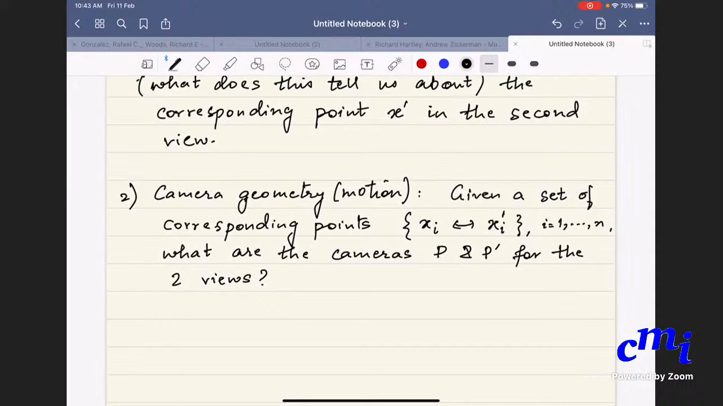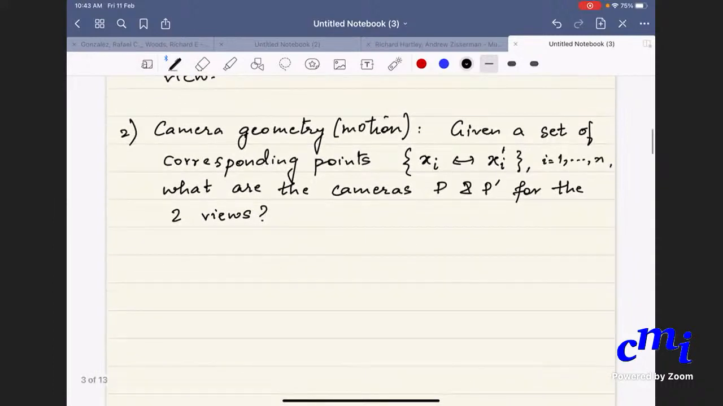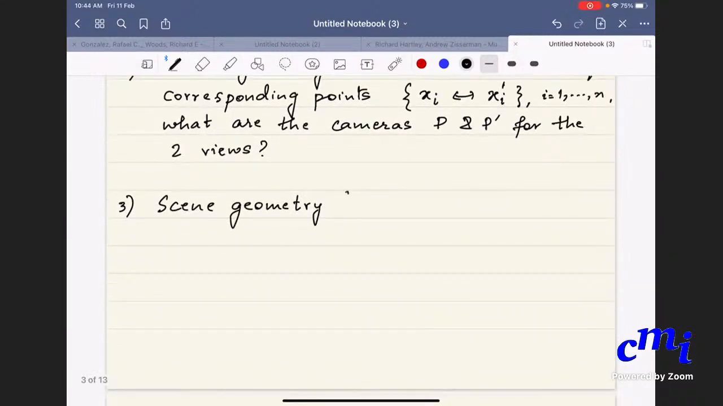So this is the question. If you're given this correspondence, can you find the two cameras? Okay. And the third question is more about structure of the scene. So the third question is about scene geometry. So this is about recovering the structure of the scene from images.